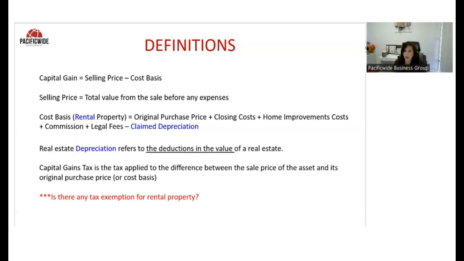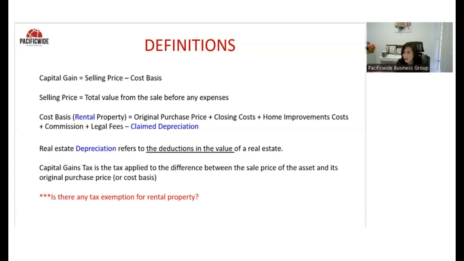Okay. All right. So capital gains tax will be taxed on whatever is left, so the capital gains equal the selling price minus the cost basis. We will take a look at capital gains tax, but for homeowners you have an exemption of $500,000 for a couple and $250,000 for an individual. How about for rental property? Is there any tax exemption? Is there any way to avoid capital gains tax?